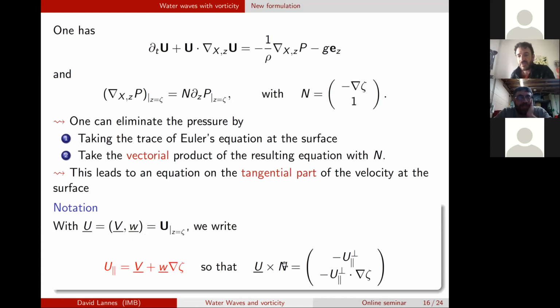Actually, if you take the cross product of the velocity field with n at the surface, you find that it is of this form. So you see that it's essentially the horizontal component of this quantity. So it's essentially the horizontal component of the tangential velocity field at the surface. Okay, and you see that you can deduce the vertical component because, as we have seen, there is a constraint at the surface because the pressure is constant. Okay, so we are going to derive an equation on this quantity.